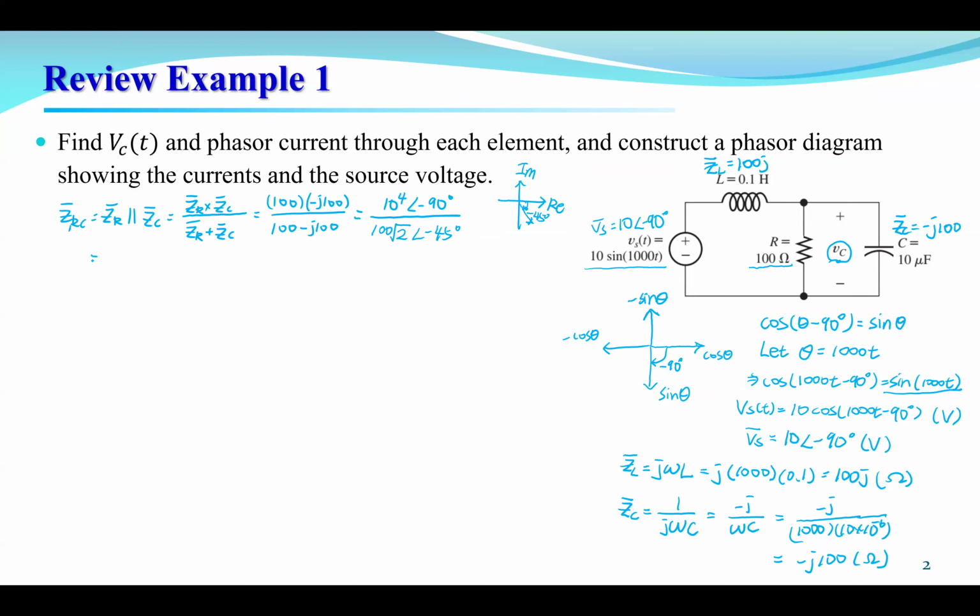So we're able to calculate: the amplitude is 10 to the power of 4 divided by 100 square root of 2, so its amplitude is 70.71, and its angle is minus 45 degrees. So ZRC is 70.71 at an angle of minus 45 degrees, and the unit is ohm.